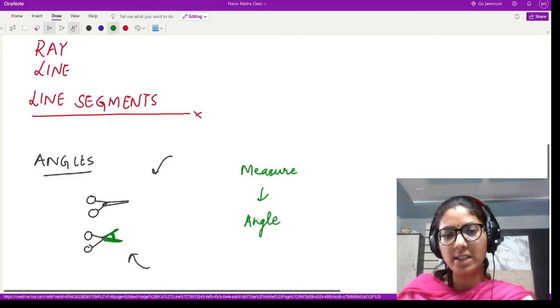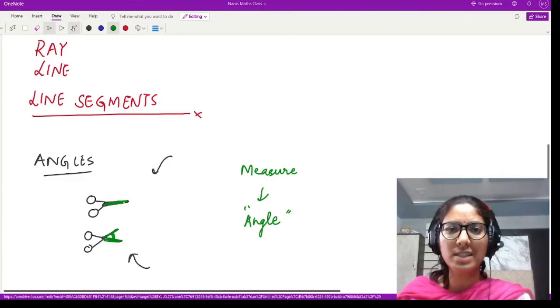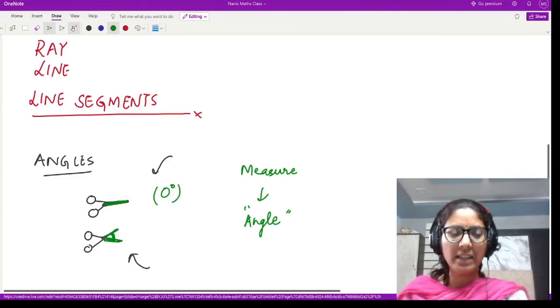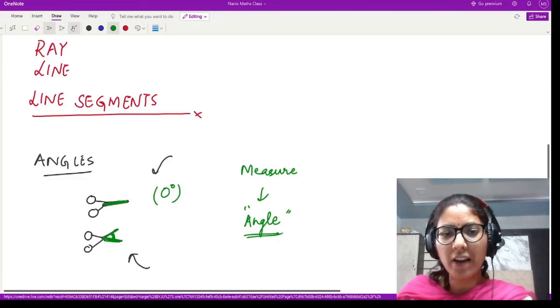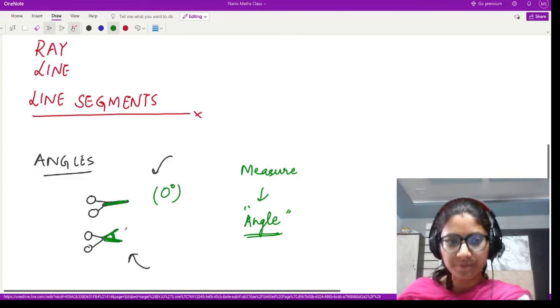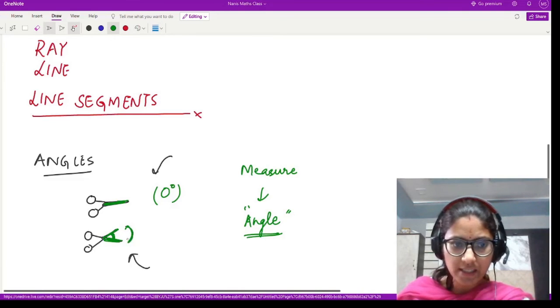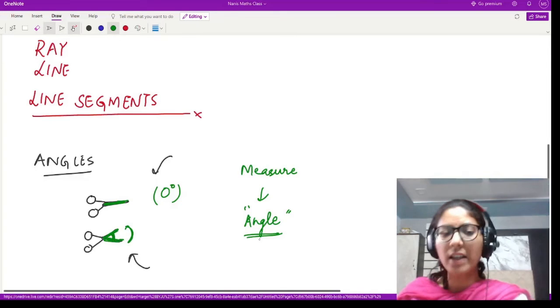So what is an angle here? In the closed case, there is no angle, because both arms of the scissor lie on top of each other. So the angle in this case is 0 degrees, as we say. And in the open case, it would be some angle greater than 0 degrees and less than 90 degrees. So we have some angle lying between 0 degrees and 90 degrees, and the measure here is the angle.